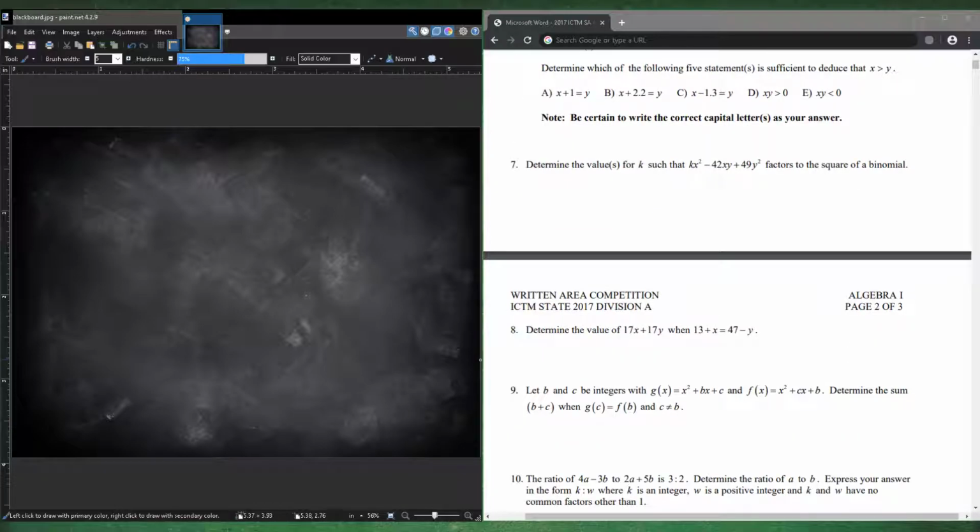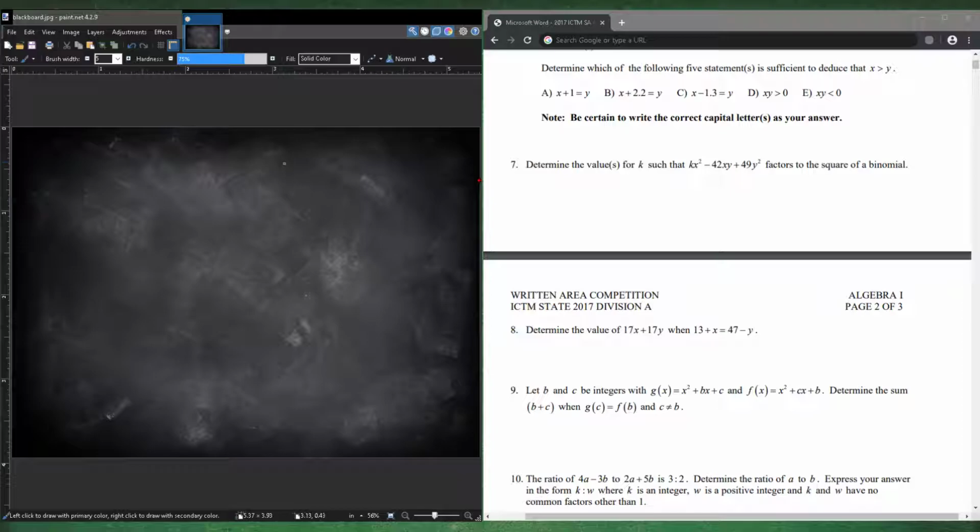And that's a lot, and you could just logic your way through this. You don't have to take this step by step like how I did. You could just get rid of A and B because they're exactly the same. And then you look at D and E, and they kind of look the exact same too, so the answer is C. Okay, number 7. Determine the values for k such that kx squared minus 42xy plus 49y squared factors to the square of a binomial.